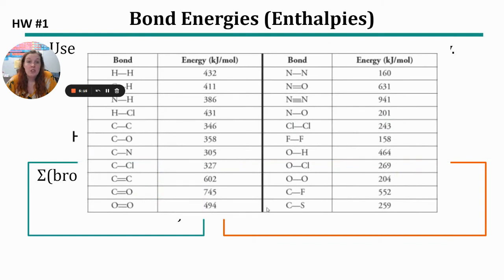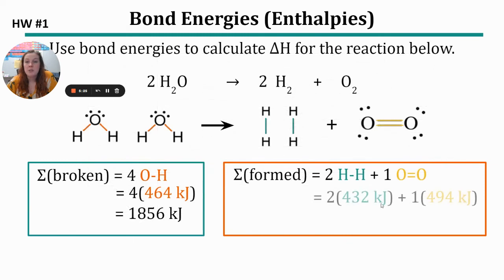So we're going to look at our chart. An H-H single bond is 432 kilojoules per mole, whereas an O=O double bond is 494 kilojoules per mole. So we're going to go ahead and plug those two values into our equation. 2 times 432 plus 1 times 494 is going to give us 1,358 kilojoules.